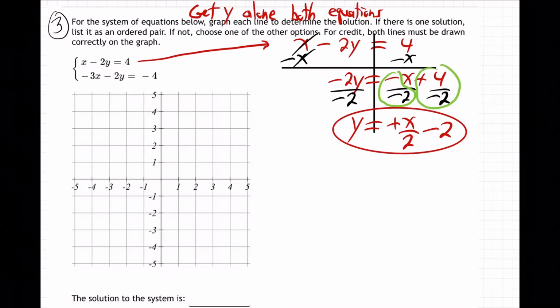Now let's take the second one. Bring it right over here. And we're going to go minus 3x minus 2y equals minus 4.